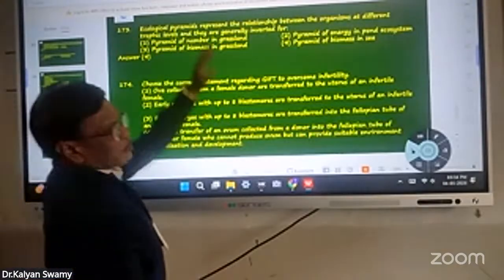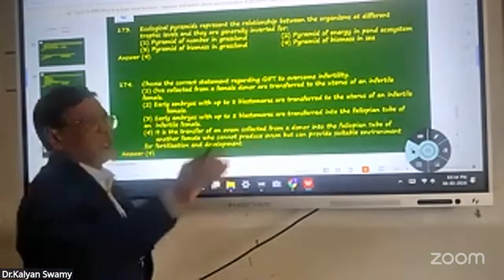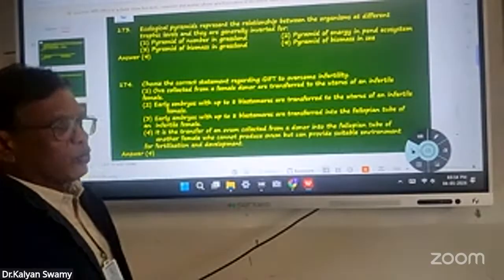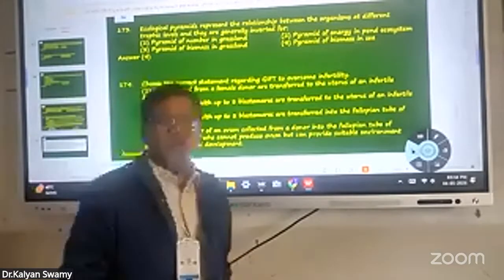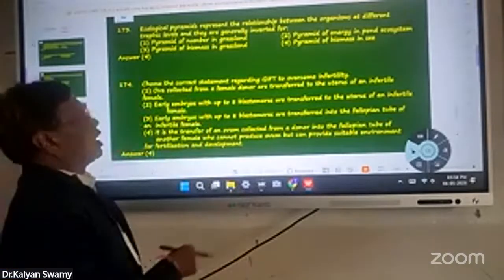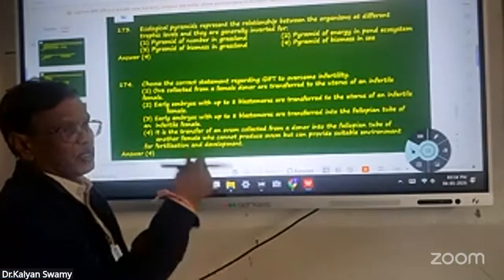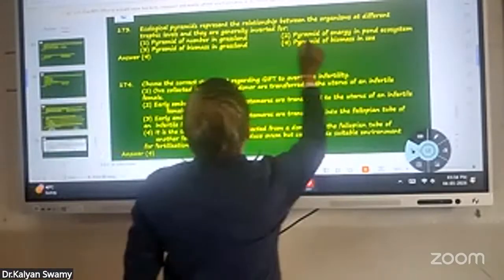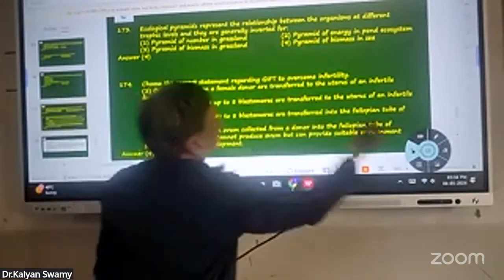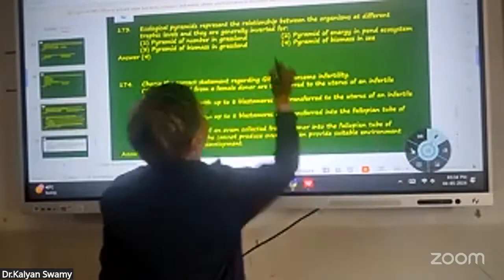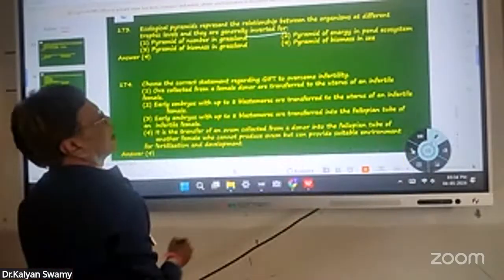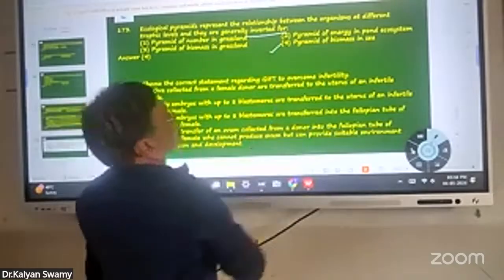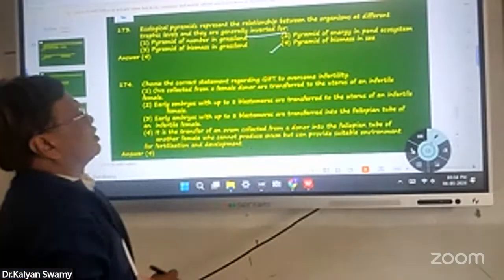Among ecological pyramids, only two pyramids are inverted. One is the biomass pyramid in the ocean, and the other is the pyramid of numbers in a forest ecosystem. Here they are asking which one is the inverted pyramid. The pyramid of biomass in the sea or ocean is inverted.